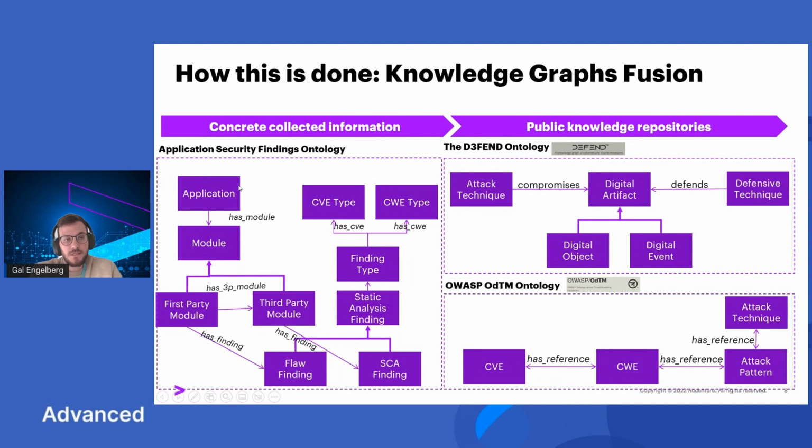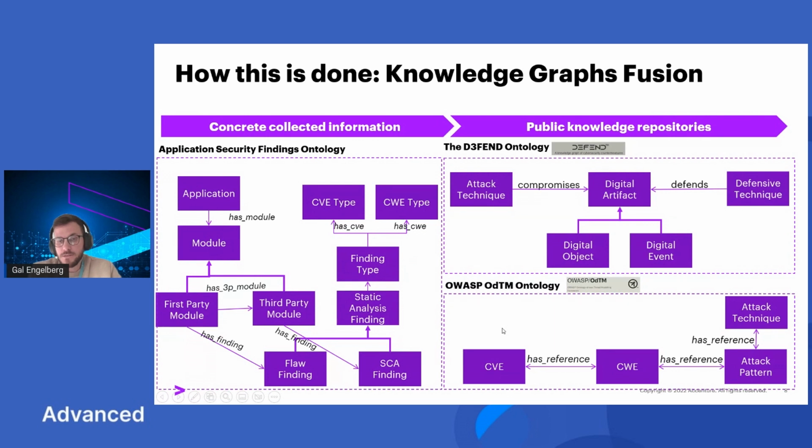Here on the left, you can see the ontology of the application security findings. It has information about the application, the modules of the application, whether it's a first-party module or a third-party module, and each module has findings. These findings are mapped, probably by the collector, to either a CVE or a CWE.